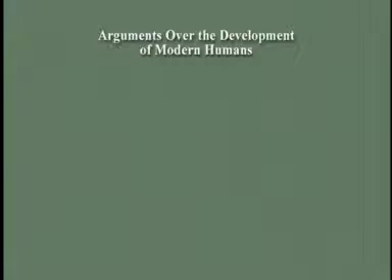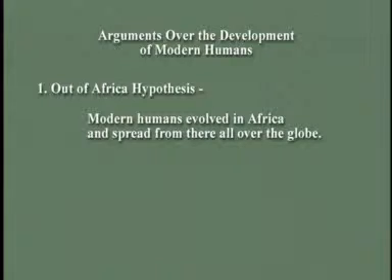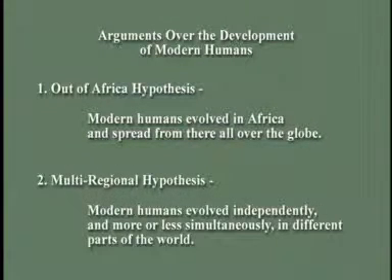But to boil a very complicated controversy down to the simplest terms, the arguments over the modern humans pit two schools of thought, one against the other. There were those who believe that modern humans evolved in Africa and spread from there all over the globe. This is the majority viewpoint. Then there's the minority viewpoint, a group of scholars who argue that modern humans evolved independently and more or less simultaneously in different parts of the world. This is a multi-regional hypothesis as opposed to an out-of-Africa hypothesis.